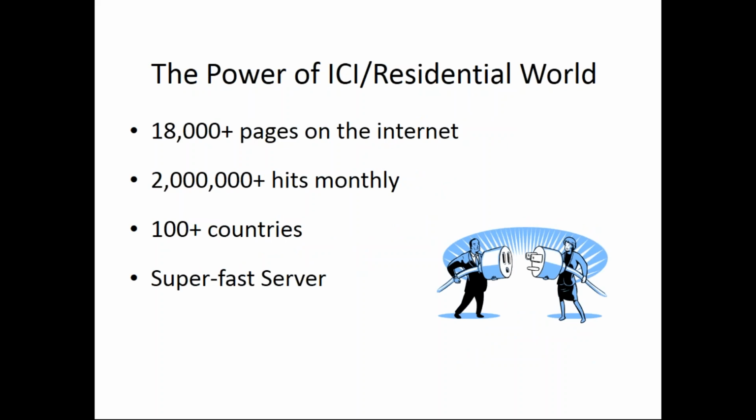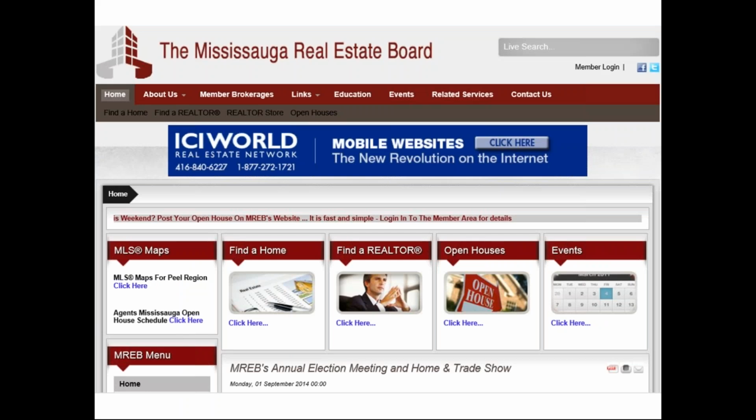ICIWorld.com was actually the first domain name on the internet for real estate in 1994, and there was no Google. It was actually Alta Vista at the time. There's over 2 million hits monthly, and people are coming in from 138 countries, and we always try to get the faster server. We have a dedicated server on the internet doing this with backups and the whole works.